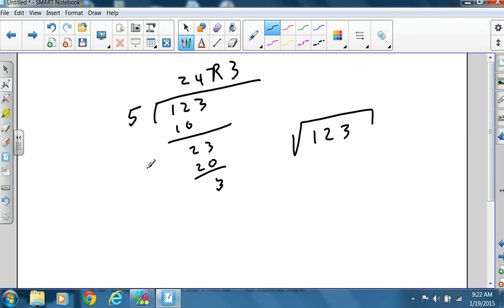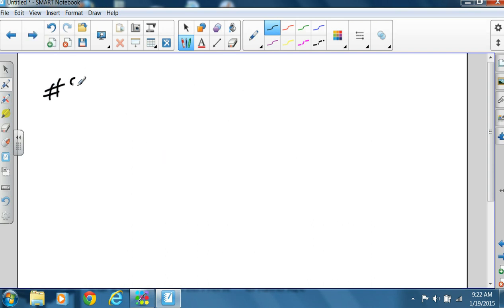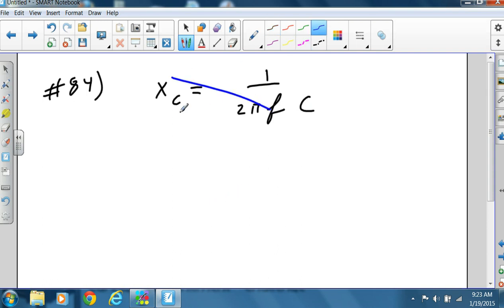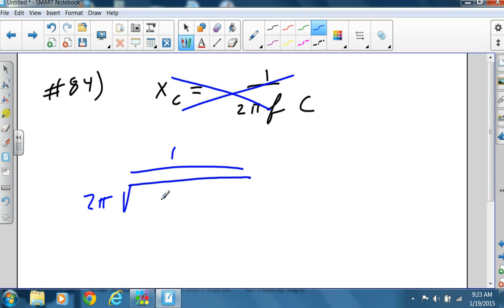Back to number 84 before we go to the next section to see whether or not we can actually do this one. Now, this looks like my X sub C formula, my reactive capacitance, 1 over 2 pi FC. But the frequency is way too low. Oh, it's a square rooted thing. No, it's not that at all, is it? So that's not that. What is this formula of? So 1 over 2 pi, the square root of two things. Anybody remember what that is of?